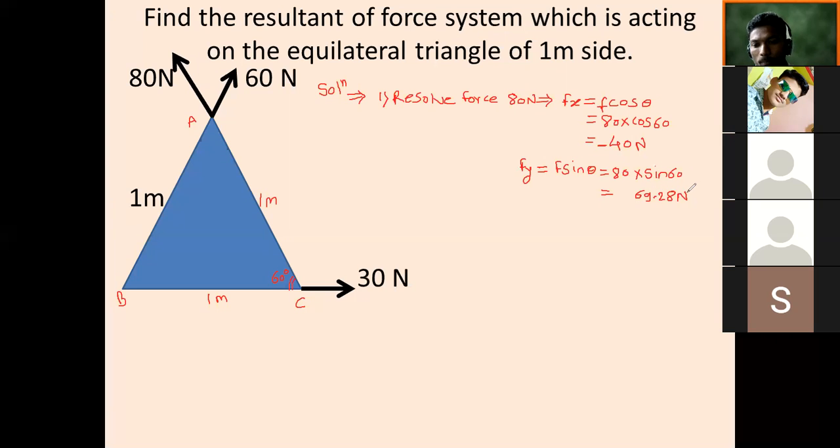69.28 Newton. Very important is to keep the sign, plus or minus. If you see the line of action of the 80 Newton force, where is it going, positive or negative y-axis? Positive y-axis. So shall I give a positive sign? So its sign will be positive. Any confusion? Any difficulty?